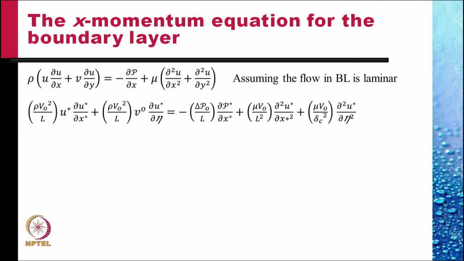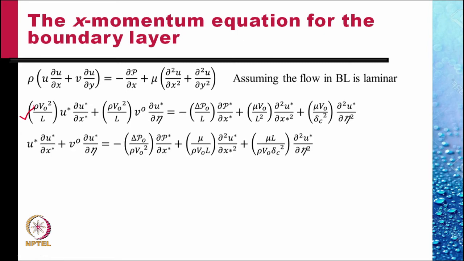Let's now work with the x momentum equation for the boundary layer. Assuming that the flow in the boundary layer is laminar, so that we can use the appropriate form of the Navier-Stokes equation for steady flows, we non-dimensionalize it using delta c for the distances normal to the surface and v naught delta c divided by L as the velocity in the normal direction. This is the equation that we get. We simplify by dividing across by rho v naught square by L, and we get this equation.